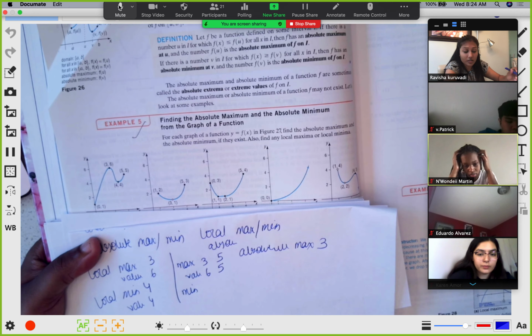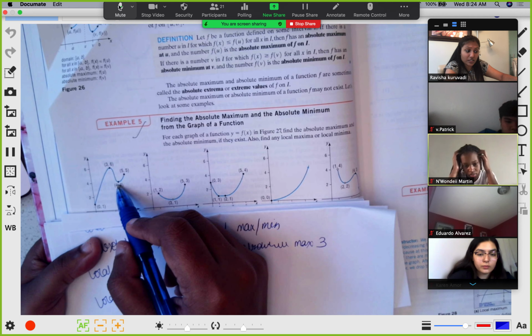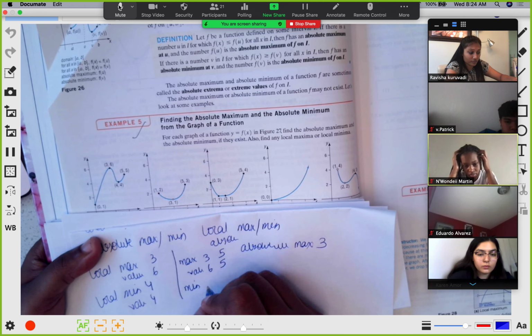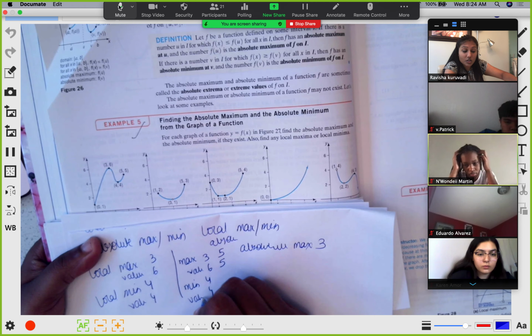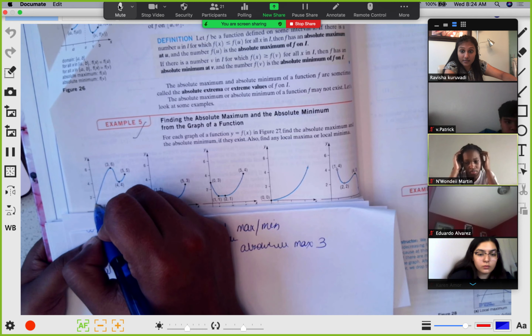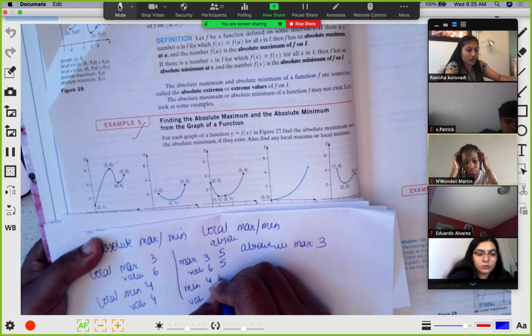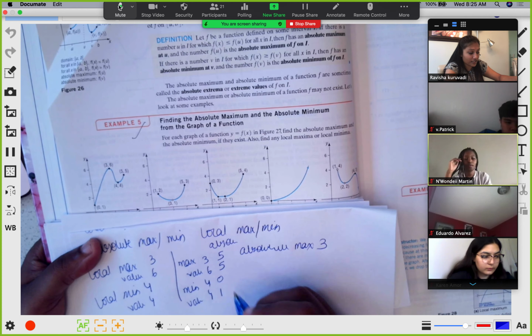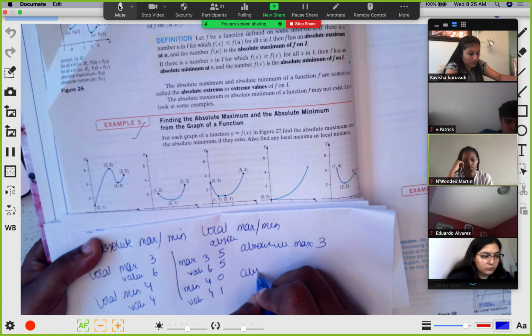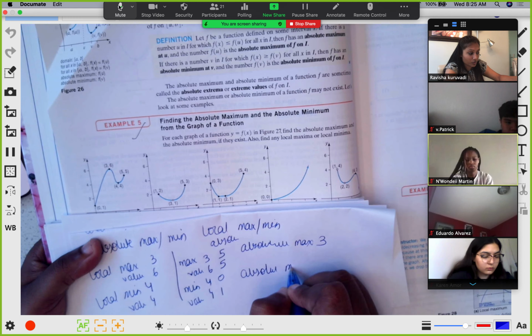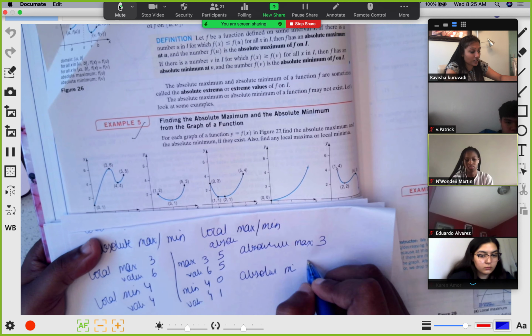Similarly, minimum. Okay, one minimum, this will definitely be one of my minimums, 4, 4. But this will also be my minimum in this case, because this is the end of the graph. So it will be at 0, the value is 1. And whichever is the minimum one, that will be the absolute minimum. So it will be at 0, and the value will be 1.